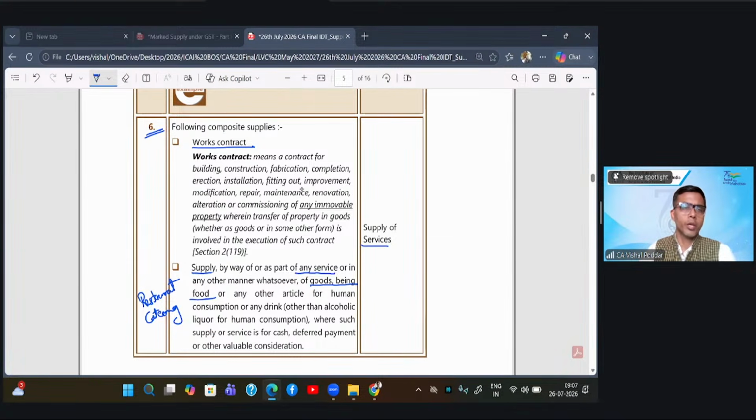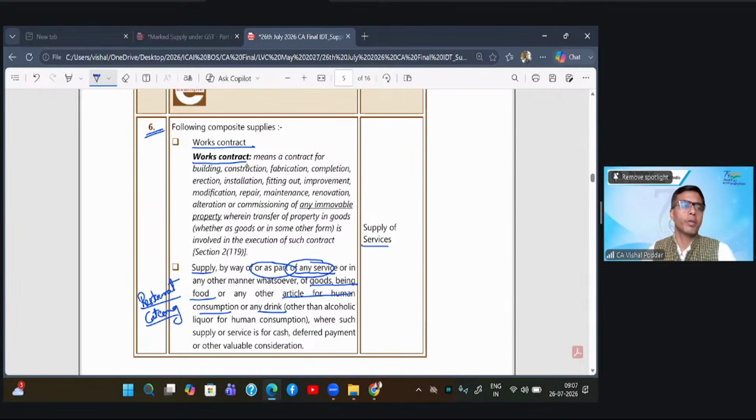So purely there is no sale of goods. It is along with service. Like in the case of a restaurant, there is the serving of food. Again, for catering, there is the preparation and serving of food. So whenever there is a supply of goods, which is food or an article for human consumption or any drink, and it is done along with a service, then this will be treated as a supply of service. Similarly, a works contract will always be treated as a supply of service.